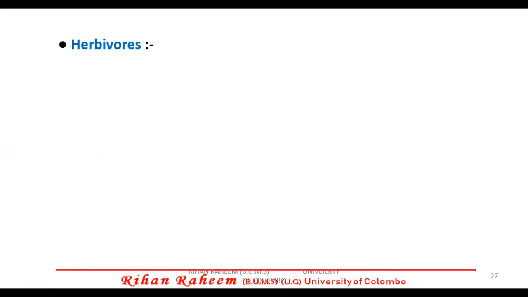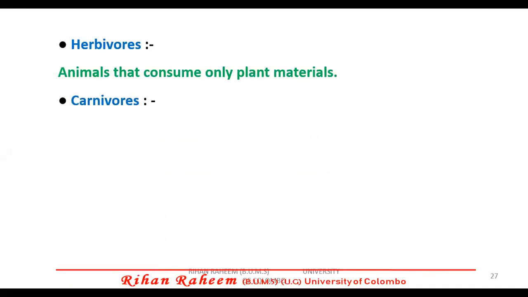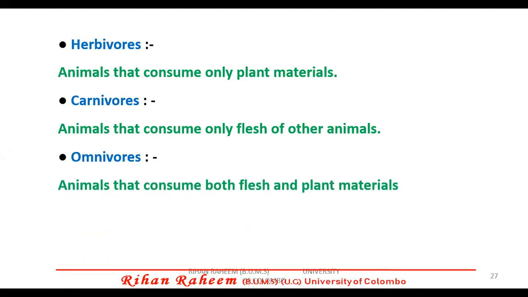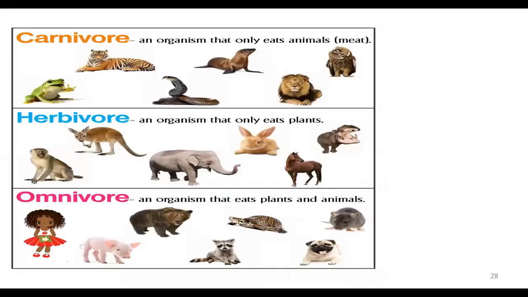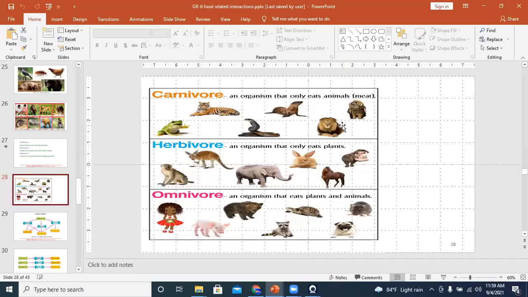So finally, again, I'm telling you, three categories are there: herbivores, carnivores, and omnivores. Herbivores are eating only plant materials. Carnivores are eating only flesh of other animals. Omnivores are eating both plant material and flesh material. And these are all the examples together: carnivores example, herbivores example, and omnivore example.